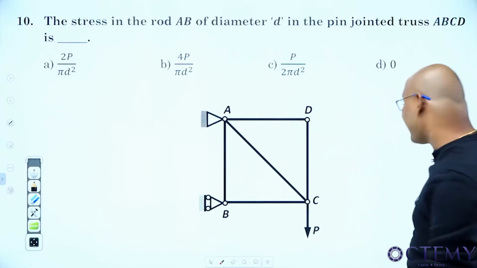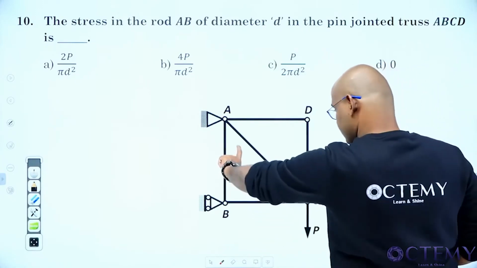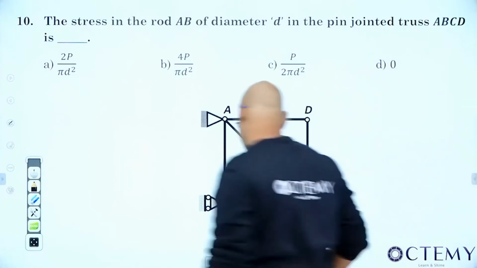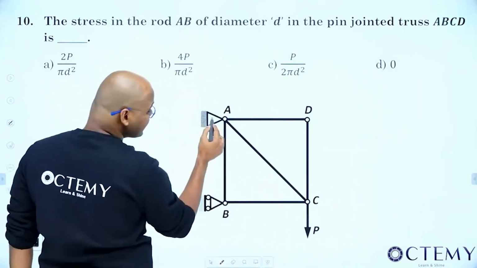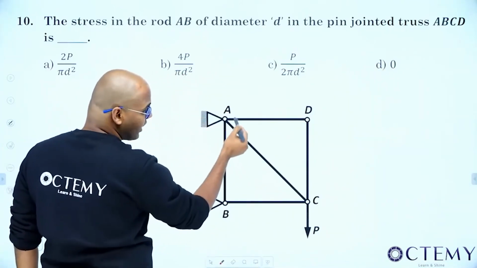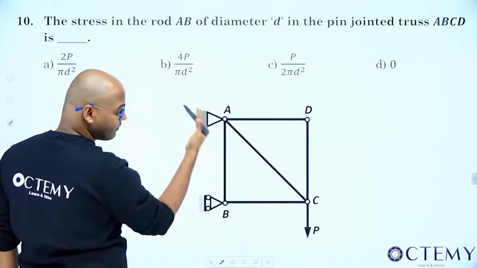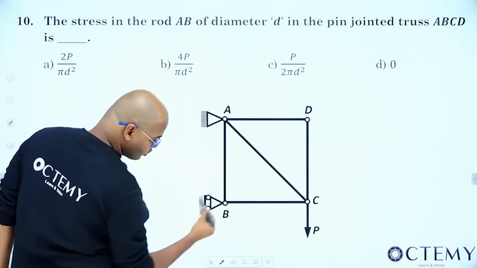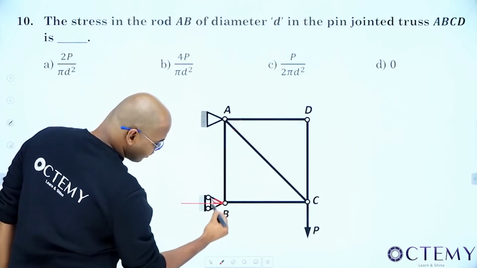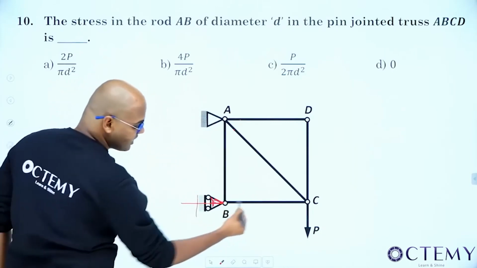He's asking the rod AB. Where is AB? This is the rod AB, right? Now tell me, what is happening at A? It's a hinge joint, 2 support reactions, 1, 2. So total 4 plus 1, 5 are there. Now come at B, 1 and 2. This is a roller support. As this is a roller support, only one support reaction. These two are in line.